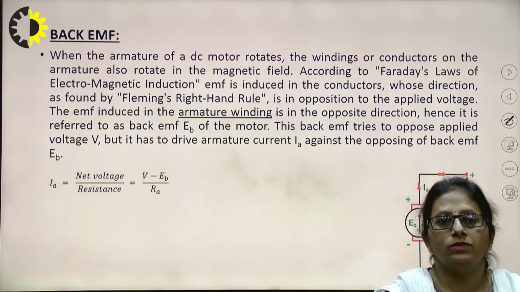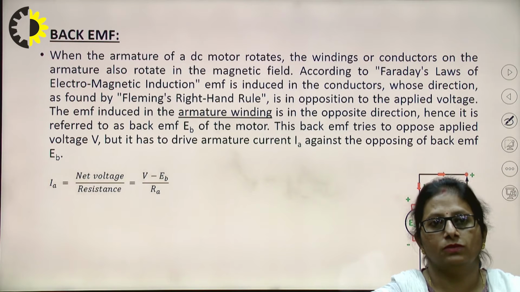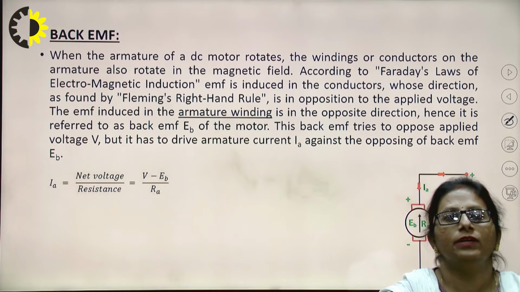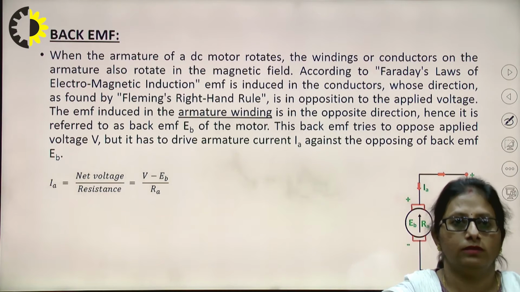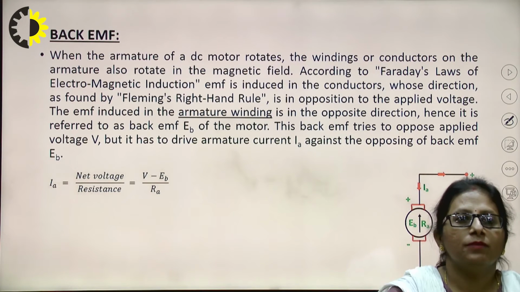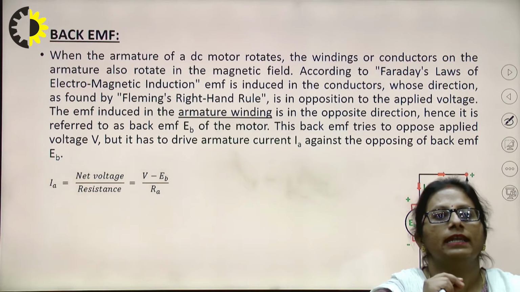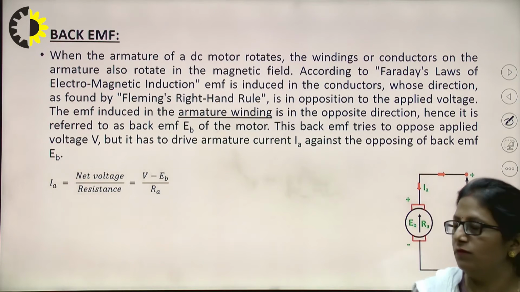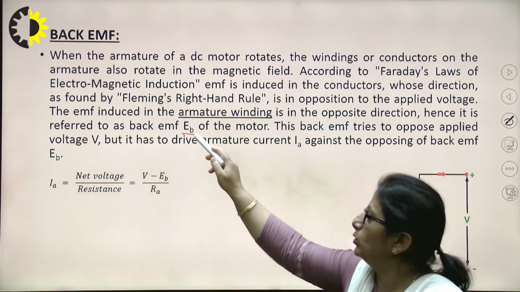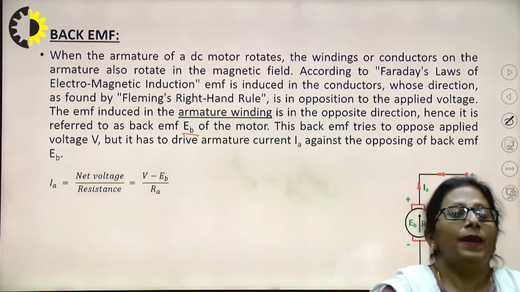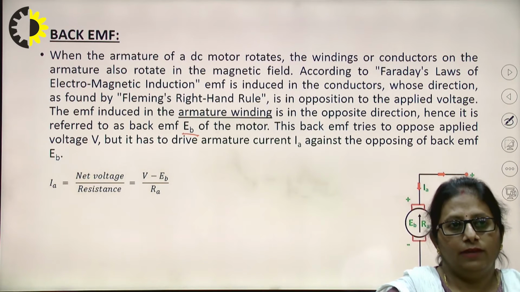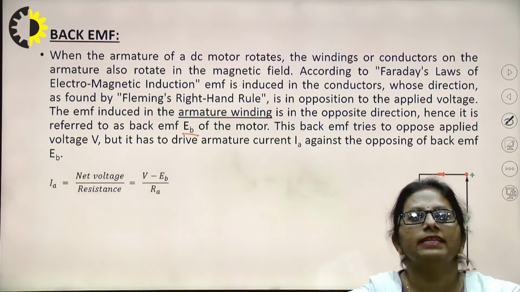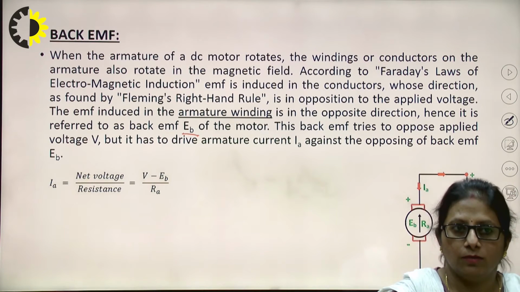Where every induced EMF will oppose the very cause producing it. In case of a DC motor, the induced EMF is because of the applied voltage, right? So the EMF induced in the armature winding is in the opposite direction. Hence, it is referred to as back EMF or EB of the motor. The back EMF tries to oppose the applied voltage, but the supply has to drive the armature current IA against the opposing back EMF, EB.